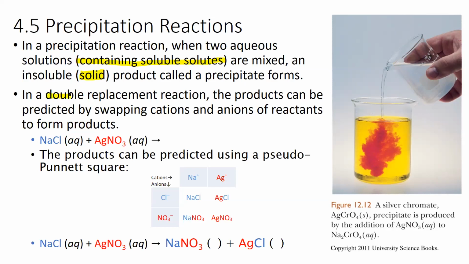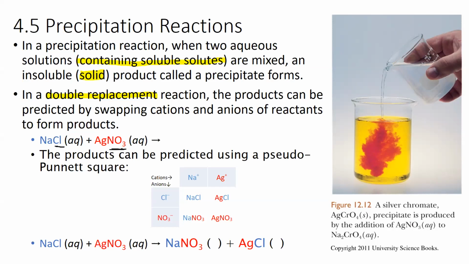Okay. So if we were to look at a precipitation reaction, these are going to be, and here's another term, double replacement reactions. Essentially what we're doing is we're swapping cations and anions. And so the way we do that is if you have a chemical reaction between, say, something like sodium chloride and silver nitrate, and you want to predict the products. Well, you can do this sort of a pseudo Punnett square version of this, but basically what you'd be doing is swapping the anion of one, so this chloride, for the anion of the other.